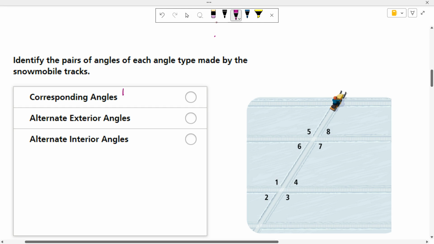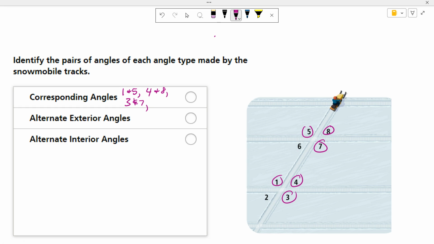1 and 5 are one set. What's another set? Willa: 4 and 8 are a set of corresponding angles. What's another set, Sawyer? We said 1 and 5, and we've said 4 and 8. What's another set? 7 and 3. So 3 and 7. What's another set? Shay? 2 and 6.